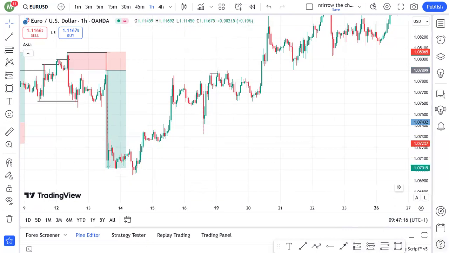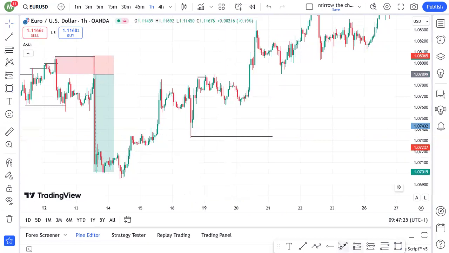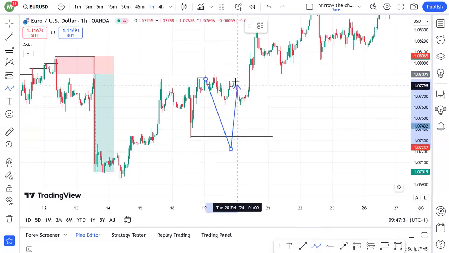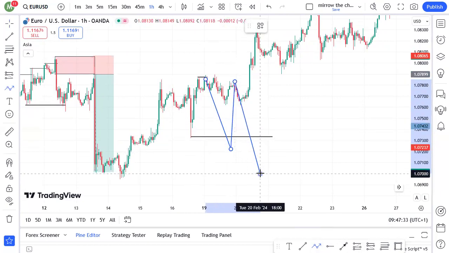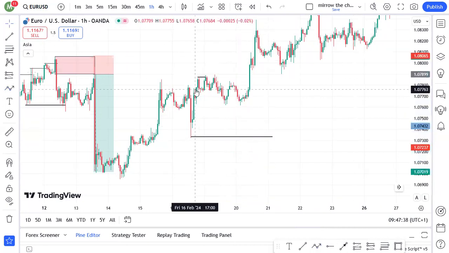No. Price did not break structure to the downside. So there is no entry. You don't look for entry because price did not come down here to break structure. Look at it. So there is no need for us to look for a trade here. So have you seen it? You must be very careful.